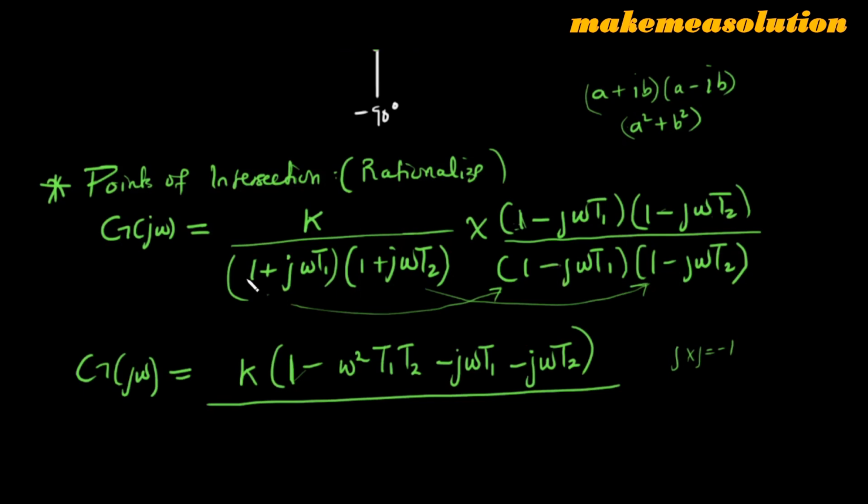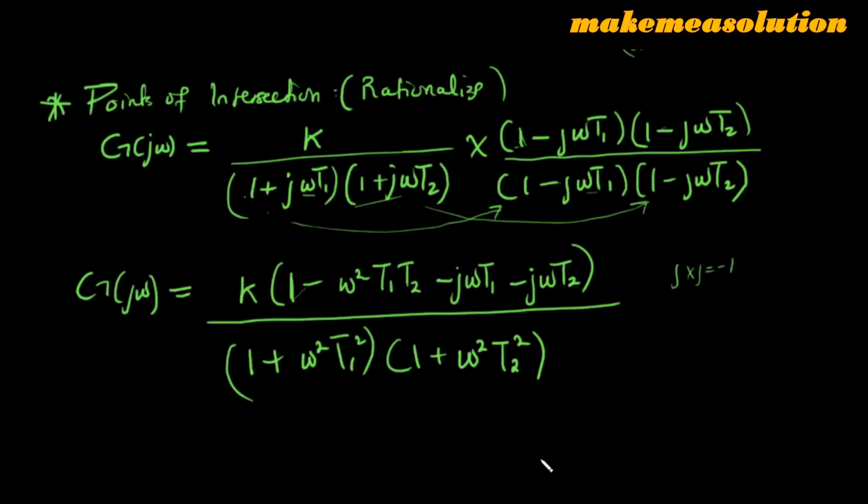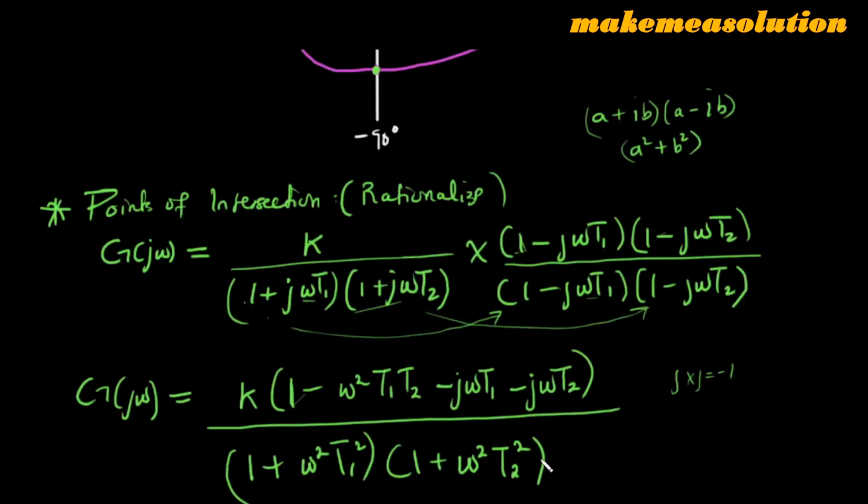This one and this one will give me 1 square, which is 1, plus omega square T1 square. Then if you multiply this by this, which is sum of two squares, you get 1 plus omega square T2 square. That's what you get, if you do the multiplication by yourself. Just try to follow the law I established on sum of two squares.